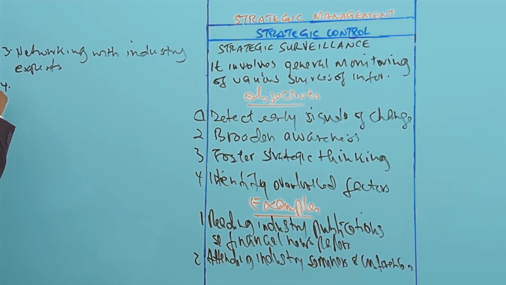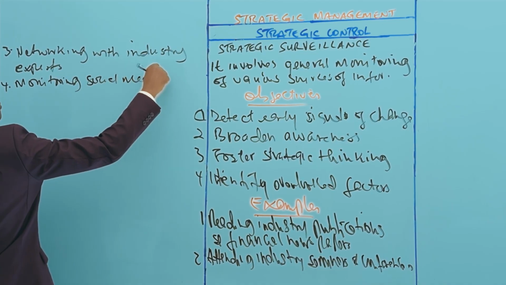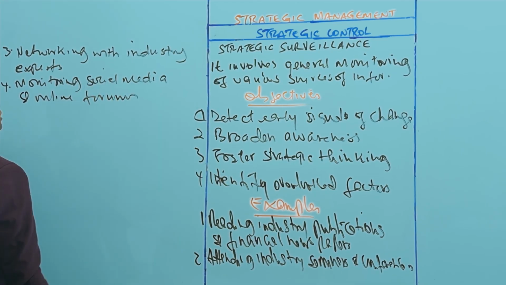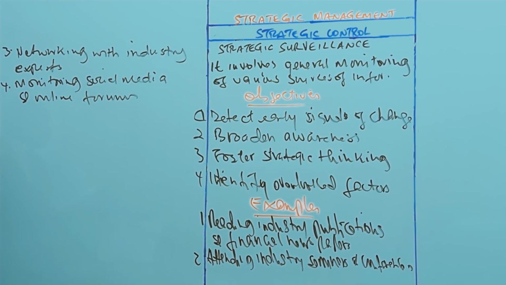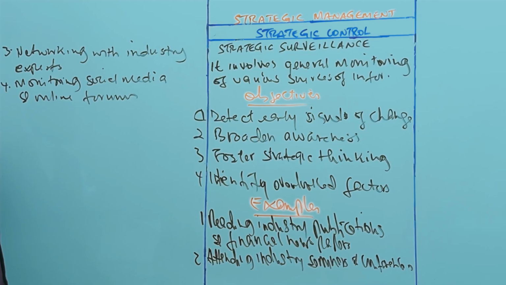The fourth way to do strategic surveillance is monitoring social media and online forums, because when you do so, you will identify emerging customer sentiments. You will also identify unmet needs or even potential disruptions.